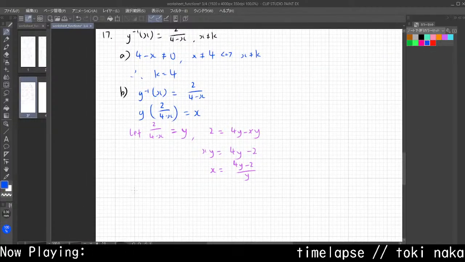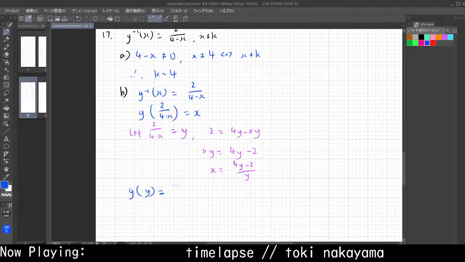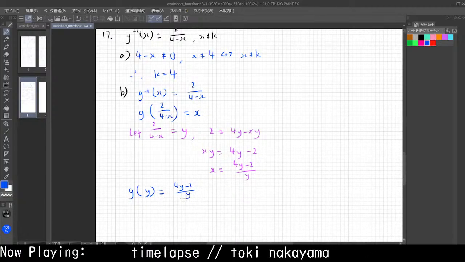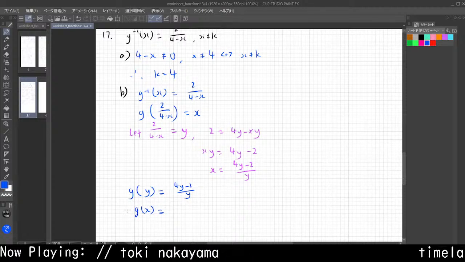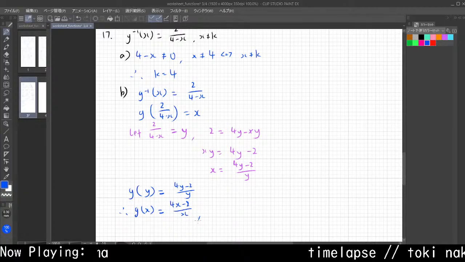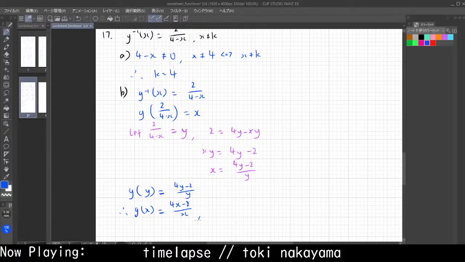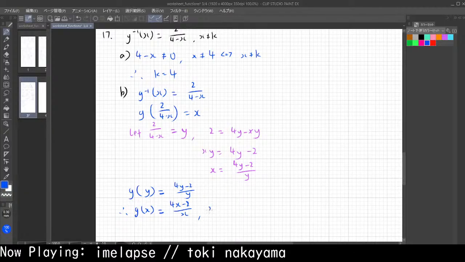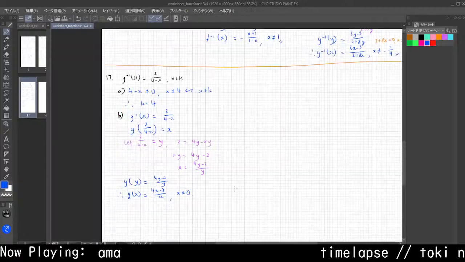Therefore, g(y) will be equal to x, which equals (4y minus 2) over y. Y substitute to become x. Therefore, g(x) is equal to (4x minus 2) over x. Condition needed: x is at the denominator, and the denominator cannot be equal to 0. In this case, it is only a singular x, so x cannot be equal to 0. That is it. Okay. Next.